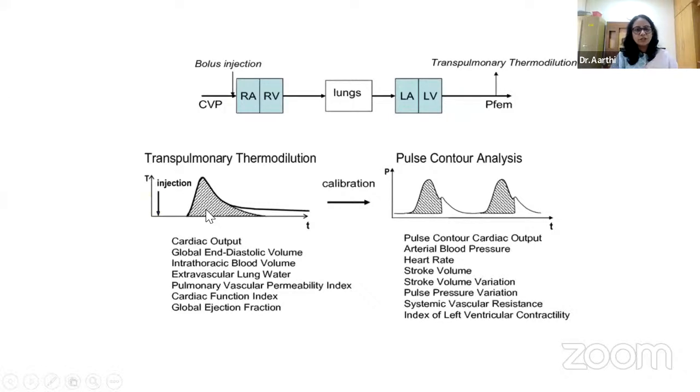The difference in the concentration is plotted against time, and the area under the curve helps us derive the cardiac output and the global end diastolic volume, intrathoracic blood volume, extravascular lung volume, and other parameters like the pulmonary vascular permeability index. So with all these parameters, one can assess whether we need to push in more fluids, give them a diuretic, or add more inotropes or vasopressors.